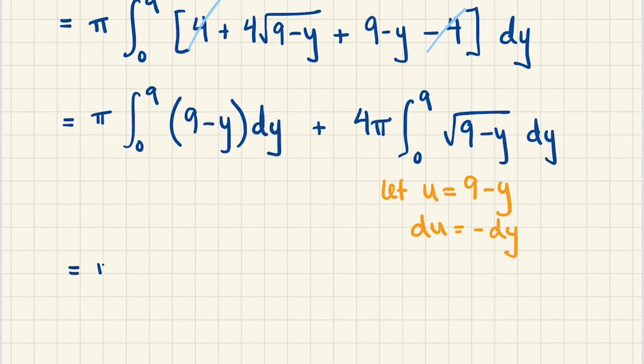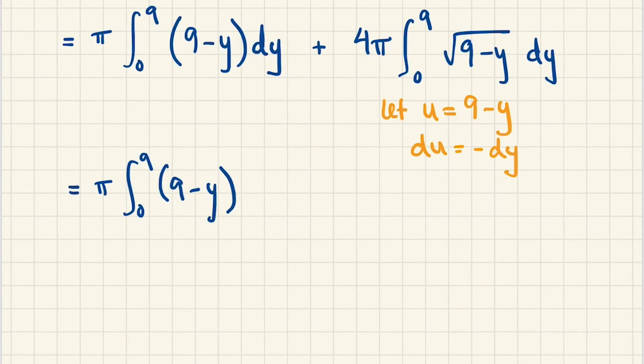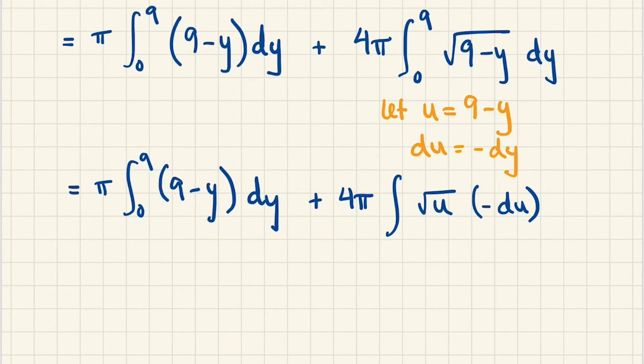So we have pi times the integral from 0 to 9, 9 minus y dy, plus 4 pi times the integral of the square root of u times negative du. And what are our bounds? Well, when y is equal to 0, u is equal to 9. And when y is equal to 9, u is equal to 0.